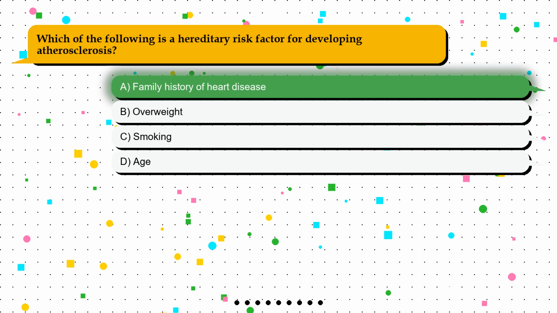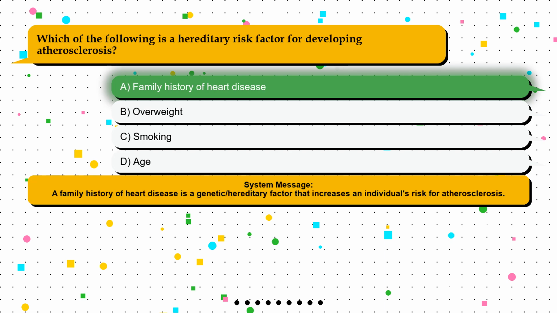The correct answer is option A. Family history of heart disease. A family history of heart disease is a genetic, hereditary factor that increases an individual's risk for atherosclerosis.